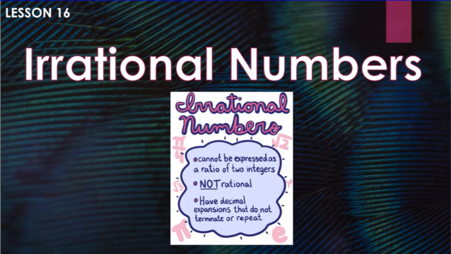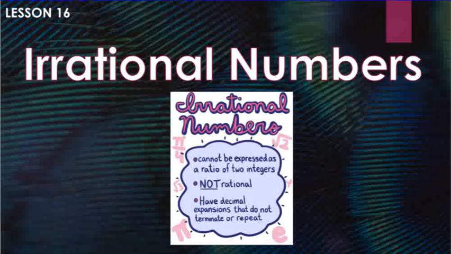Lesson 16, Irrational Numbers. Here you can see what an irrational number is by looking at the picture. It cannot be expressed as a ratio of two integers, so it cannot be written as a fraction. It's not rational. It has decimal expansions that do not terminate or repeat, so it just keeps going on and on and on.